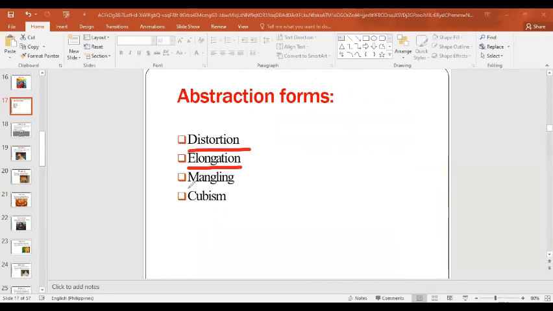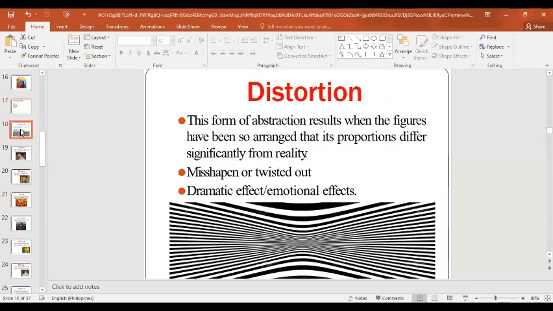We also have mangling. Not so famous in painting, pero makikita natin siya sa other art forms such as sculpture, film, or even theater. And we also have cubism. We use geometrical shapes in order for us para makapagbuo tayo ng isang form or elements.